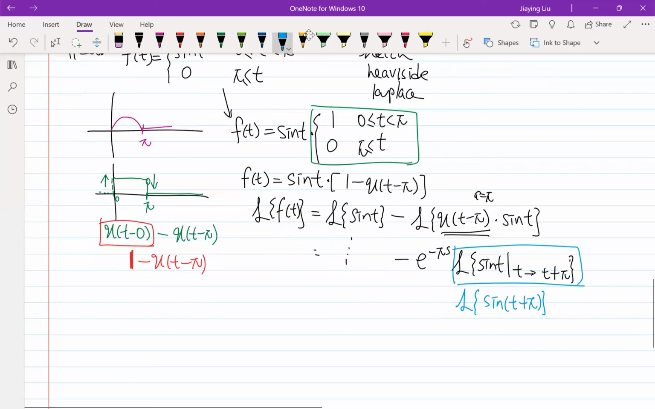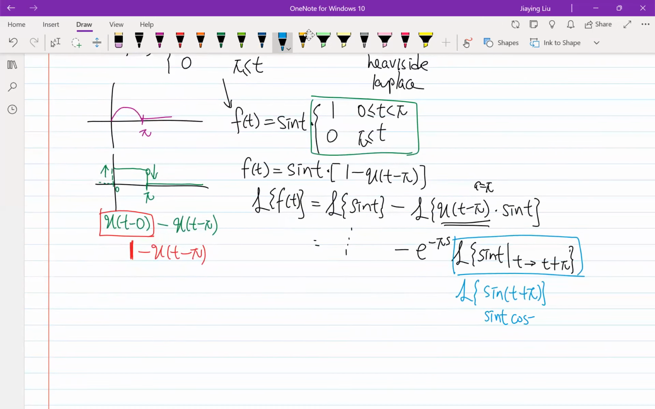And then how do we find it? We have to expand that using the sum of angle formula. So that's sine t cosine pi plus cosine t sine pi. The benefit is that we know what sine pi and cosine pi are. It's pretty nice because sine pi is 0, cosine pi is negative 1. So what we end up with, putting it all together, is the Laplace transform of sine t minus e to the negative pi s times the Laplace transform of negative sine t. And then you can pull out the negative and find the Laplace transform of sine t.